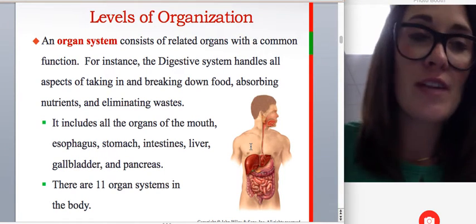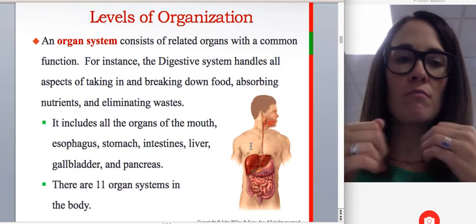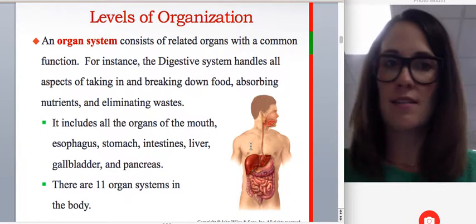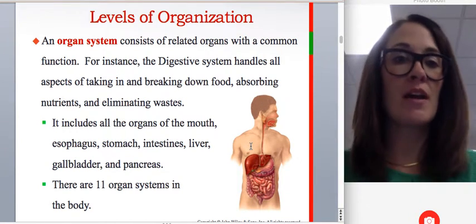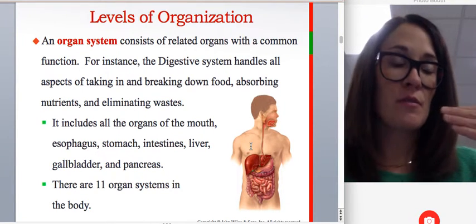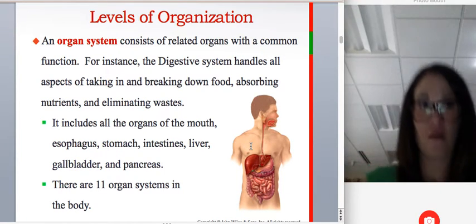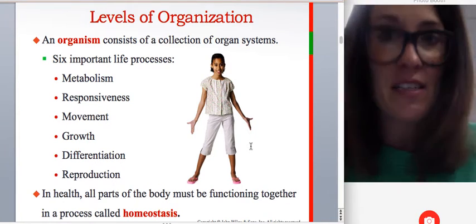Here's an example of the digestive system. The digestive system's job: take in food, break it down, absorb the nutrients, and produce waste. You've got your teeth, you need your mouth, your esophagus, your stomach, your liver produces bile, your pancreas produces pancreatic acid. All of them contribute to the same function. And there are 11 different organ systems.